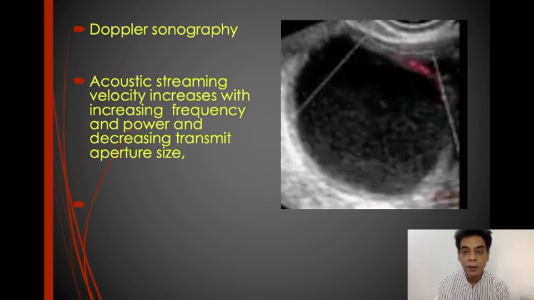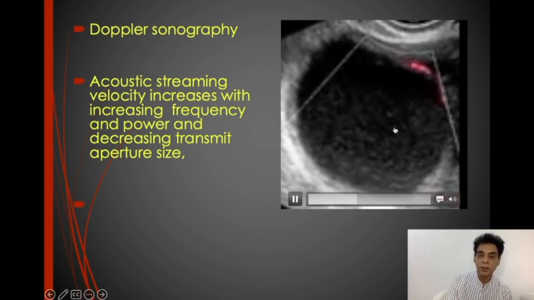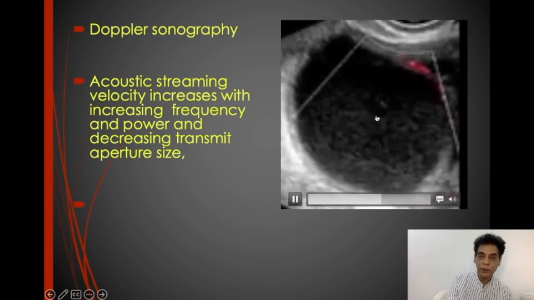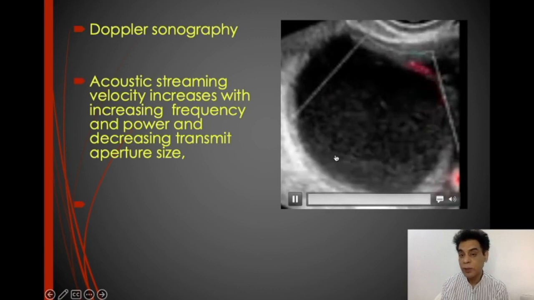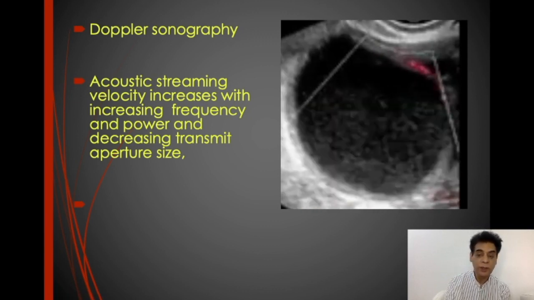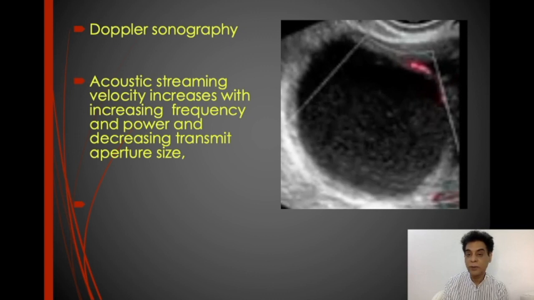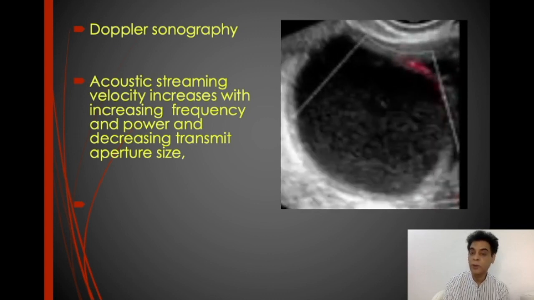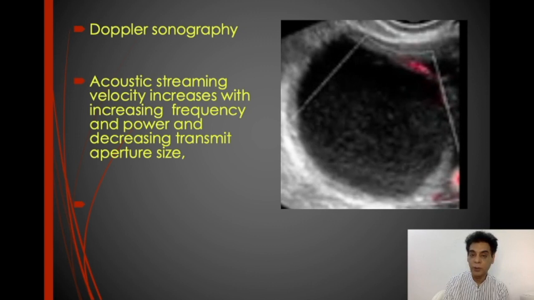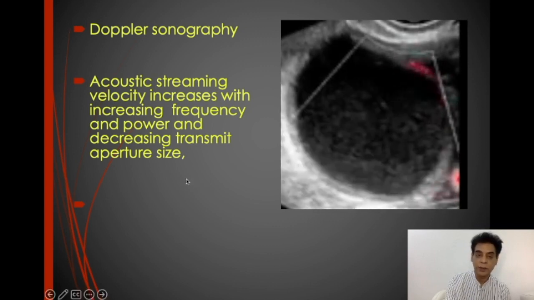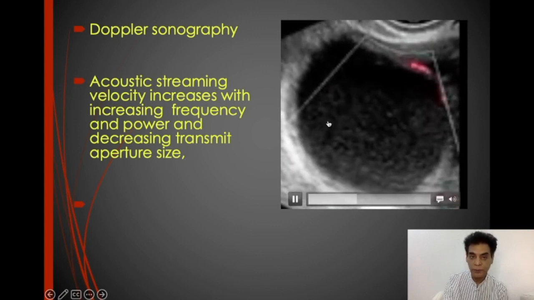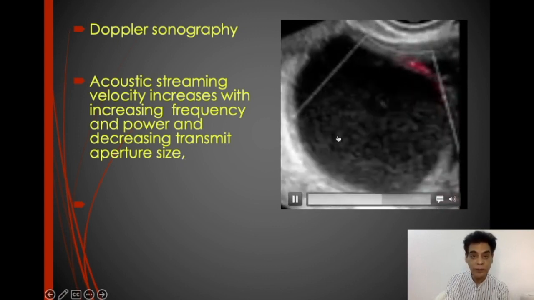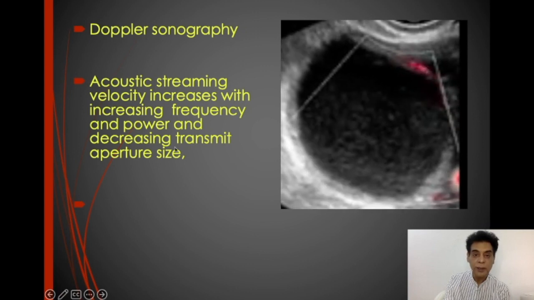Now, this is what happens with color Doppler. You could see again the movement. Of course, in the previous pictures you could see the movement even without color Doppler, but with color Doppler you have an added advantage of appreciating the movements which you miss out on 2D grayscale ultrasound. Now, acoustic streaming velocity increases with increasing frequency and power and decreasing transmit aperture size.